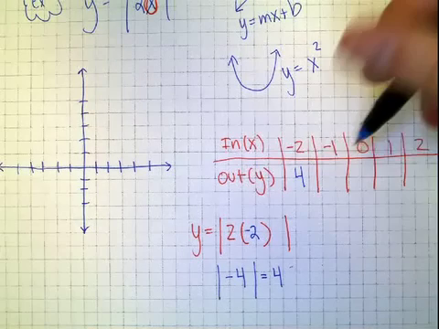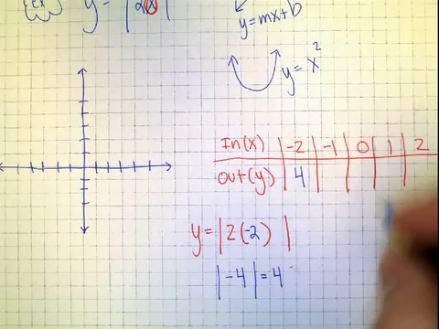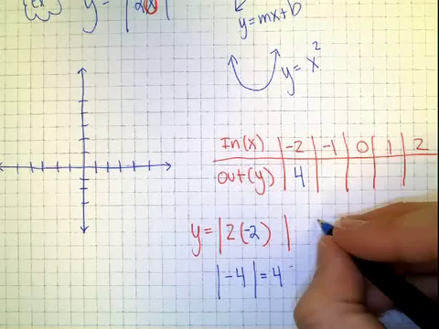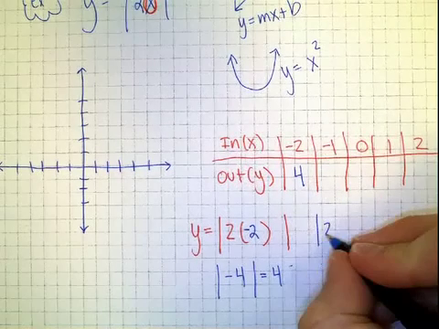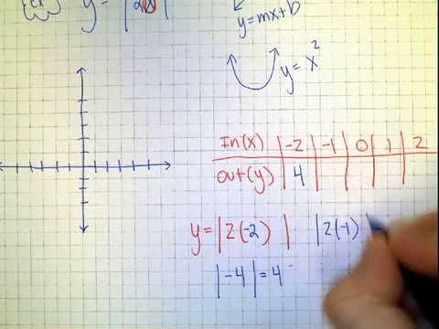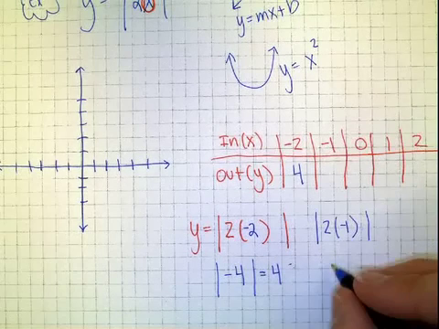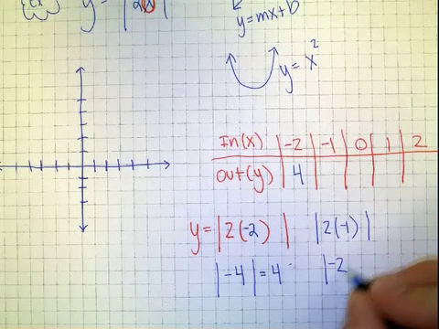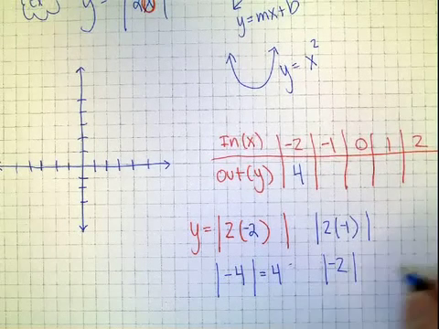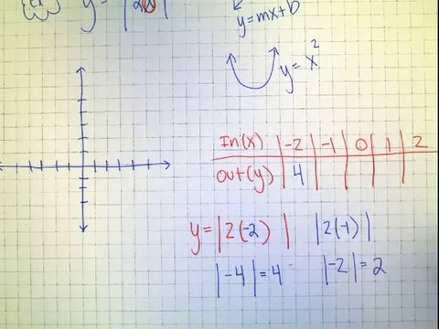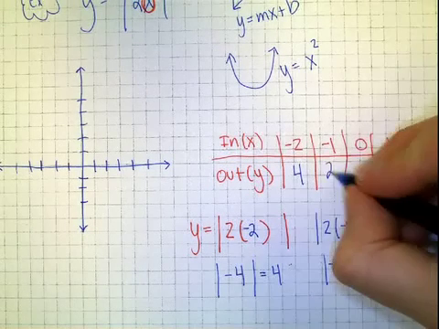Now we've got to go through and repeat that process with all the other numbers. So negative 1 is going to be the absolute value of 2 times negative 1. And 2 times negative 1 is negative 2. So we have the absolute value of negative 2. How far away is negative 2 from 0? It's 2 away. So 2 is our answer.